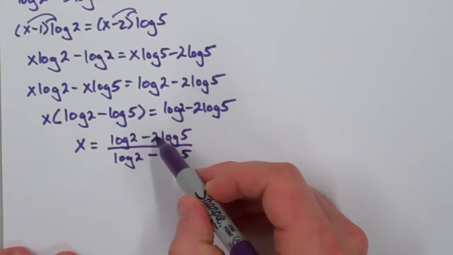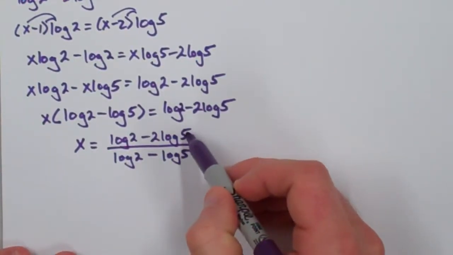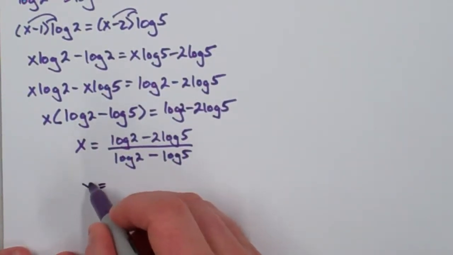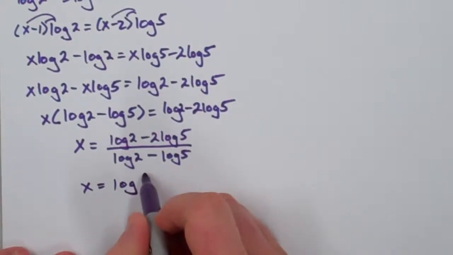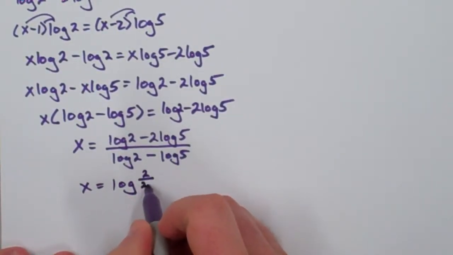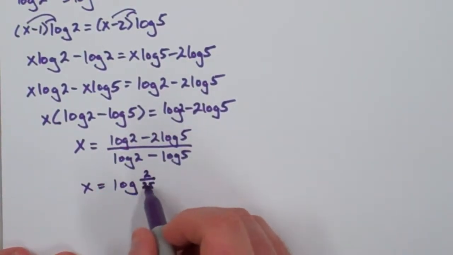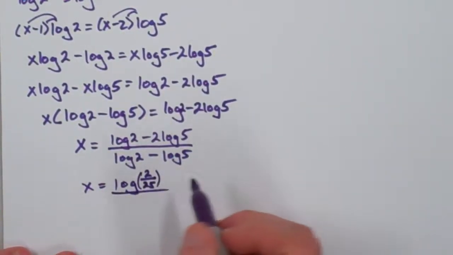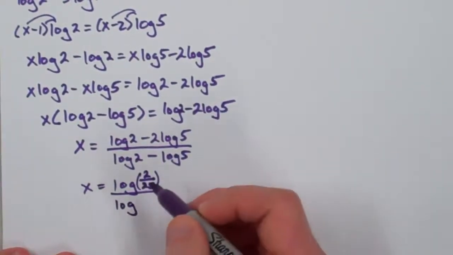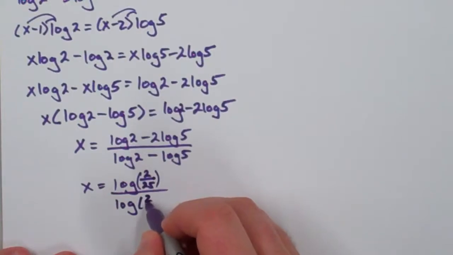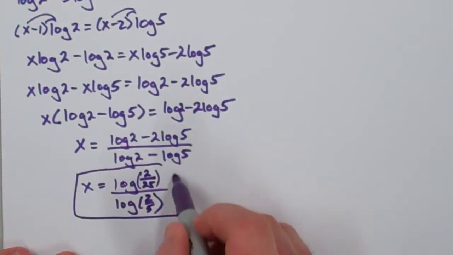move this 2 up here to the exponent position, so that would be 25. And then what you could also do is combine these then, and that's going to be 2 over 25. So if you just use your condensing rules here on the top, you'll get this value. And then in the denominator, if you use your condensing rules, you'll get 2 divided by 5. So this could be your exact answer as well if you wanted to.